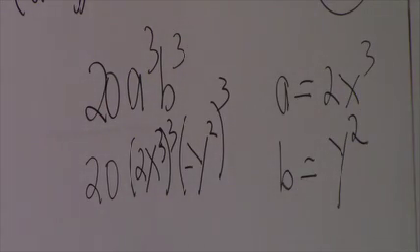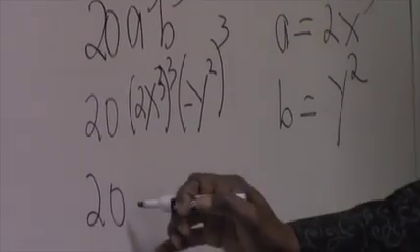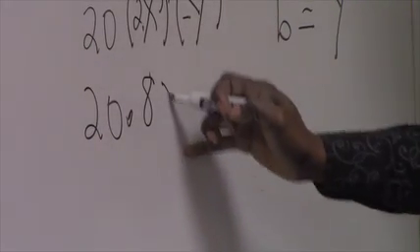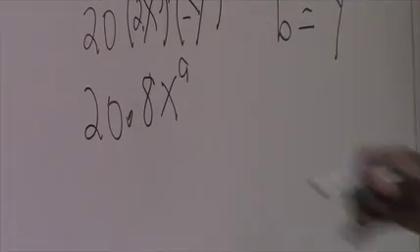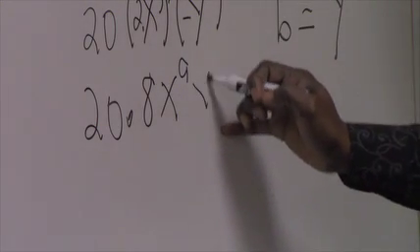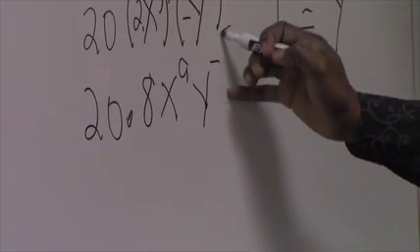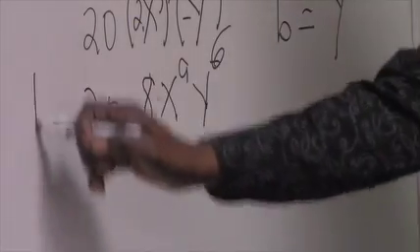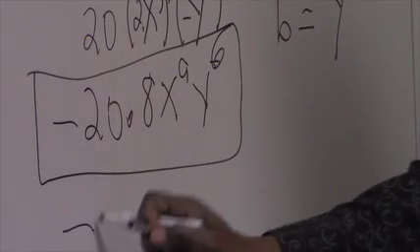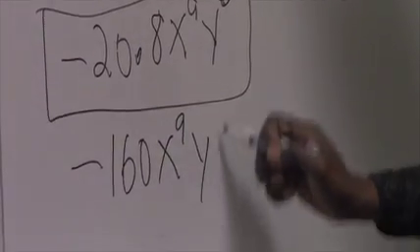Okay? So we got to be very careful here how we do this. So we're going to have 20 times 2 cubed, which is 8, x to the 3 times 3, what? 9, and y to the 6. And this is going to be negative. So our answer here will be 20 times 8, which is negative 160 x to the 9 y to the 6.